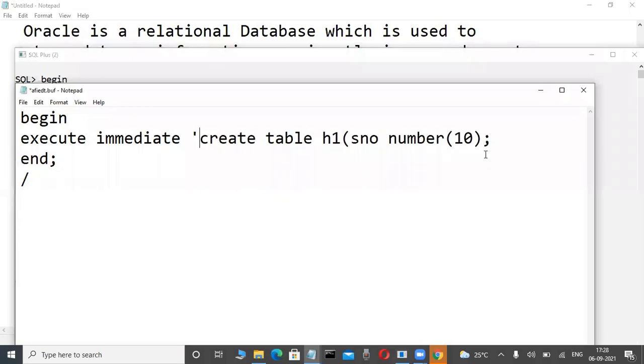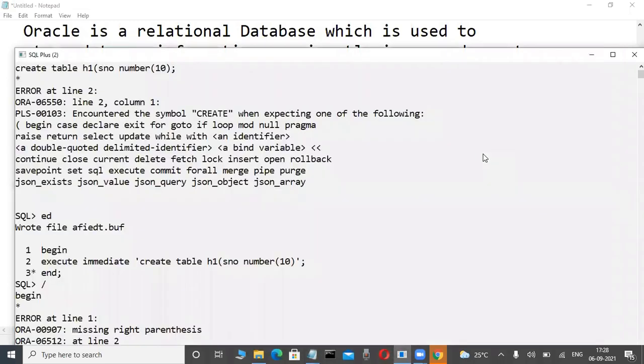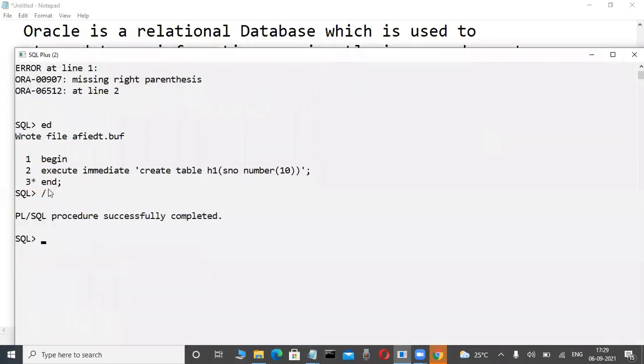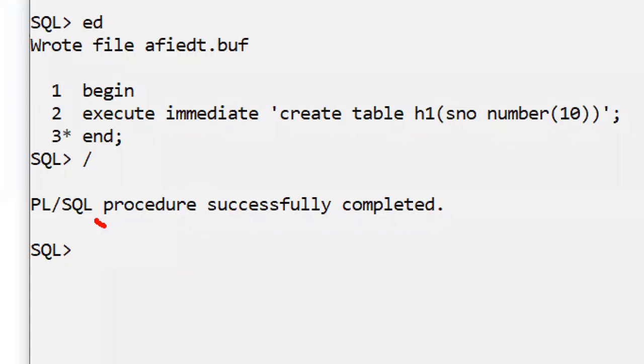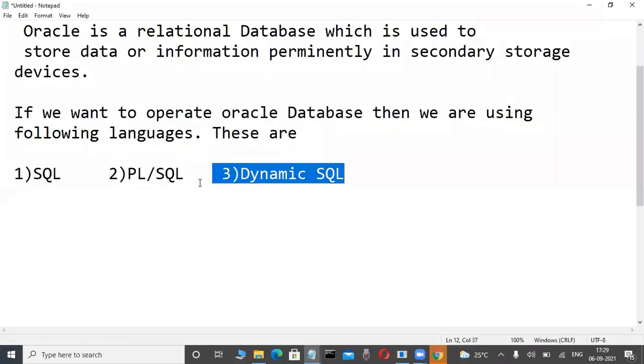These types of concepts are called dynamic SQL, because you don't have an idea about them up to now. Okay, fine. Now check it out. Observe here how these types of coding work. I will tell you. Yes, this coding has successfully completed. That's why we are learning all these things in our course.